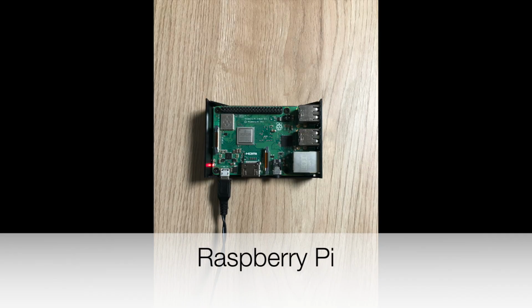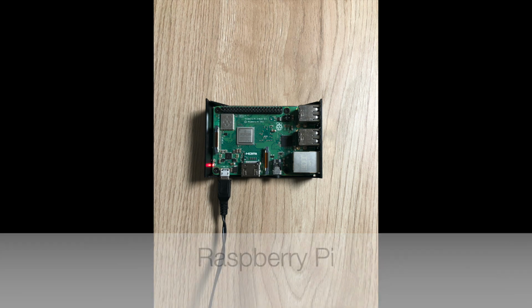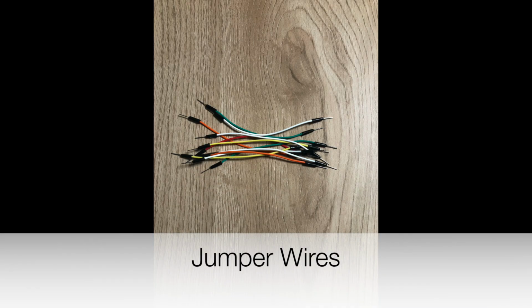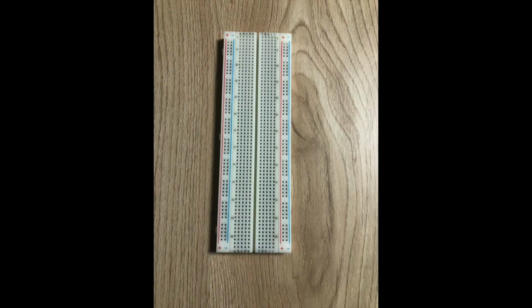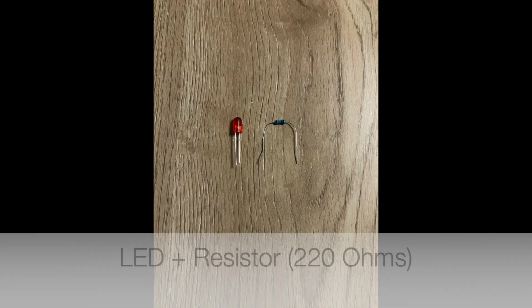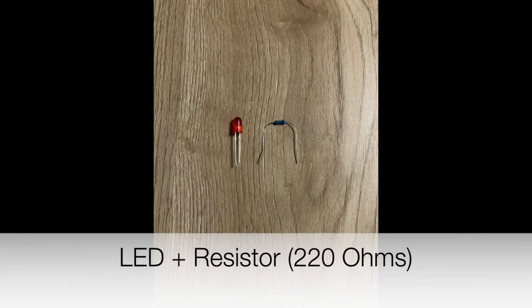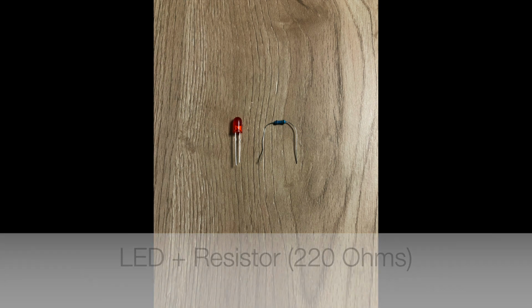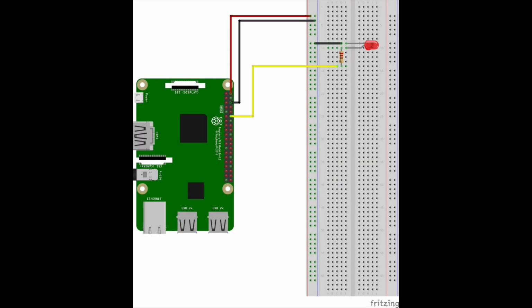Here are some things that we're going to be using. Raspberry Pi. Jumper wires. A breadboard. Followed by an LED with a resistor of 220 ohms. This is the circuit diagram that we're going to be using. If you are familiar with this, you can skip the next few steps.